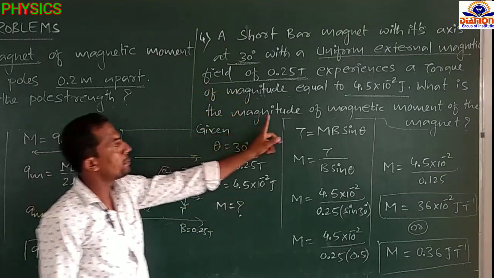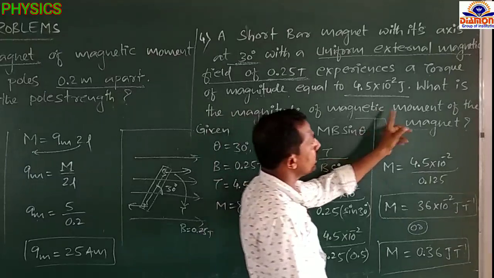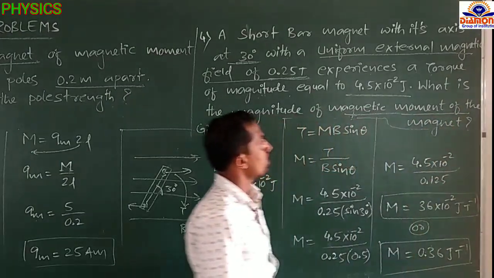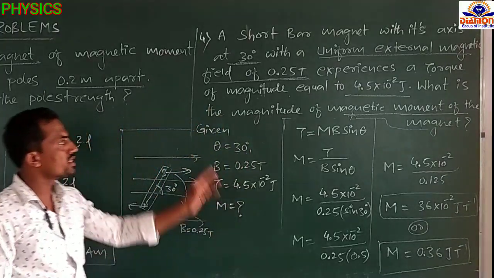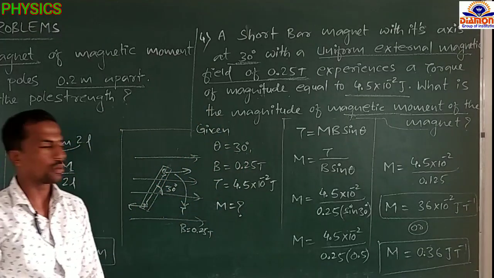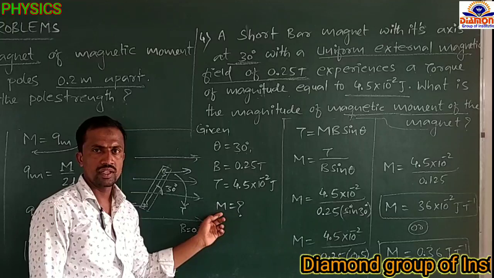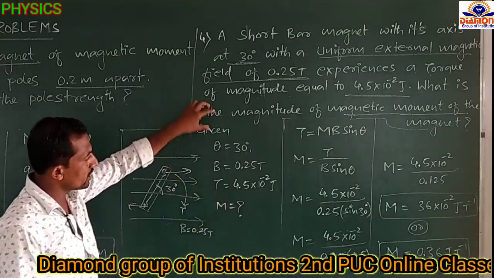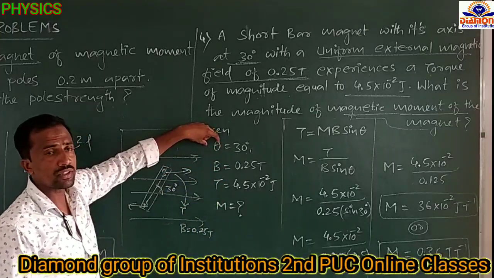Next one. What is the magnitude of magnetic moment of the magnet? Magnetic moment is denoted by M. Our magnetic dipole moment is denoted by M. Then in the given question, which values are given to us?